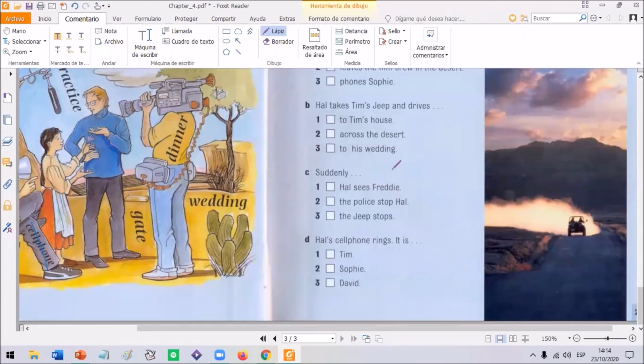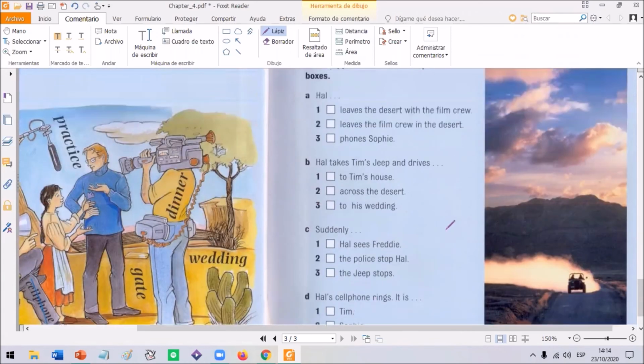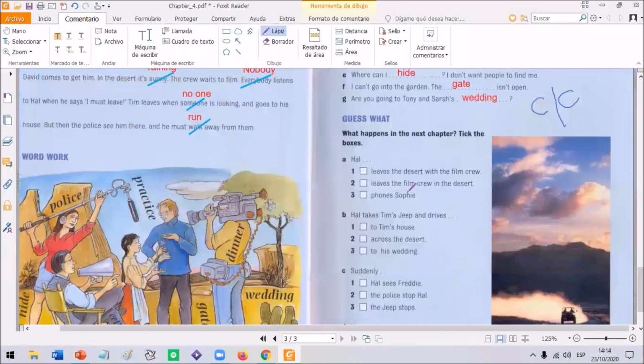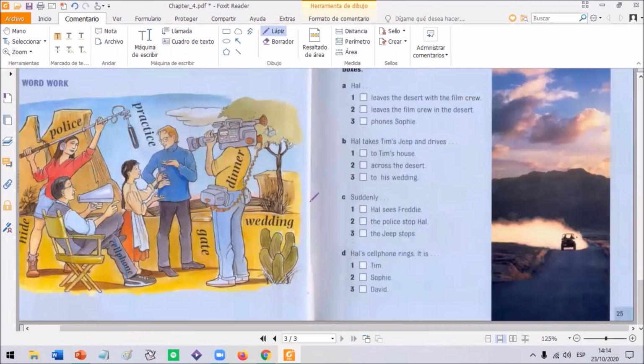Suddenly, Hal sees Freddy, the police stop Hal, or the jeep stops. And then Hal's cell phone rings. Who is it? It's Tim, Sophie, or David? Well, nuevamente acá, seguramente todos pusieron cosas diferentes, como era sobre tratar de adivinar lo que iba a pasar en el próximo capítulo, se van a enterar ahora cuando lo lean, right?